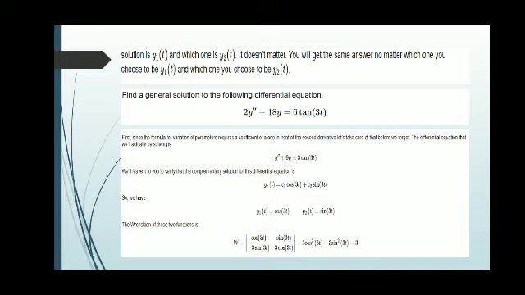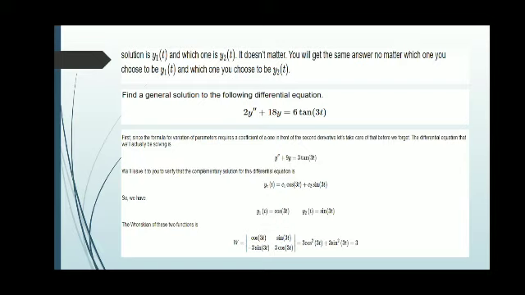We'll leave it to you to verify that the complementary solution for this differential equation is y sub c of t is equal to c1 cosine of the quantity 3t plus c2 sin of the quantity 3t. So we have y sub 1 of t is equal to cosine of 3t, and y sub 2 of t is equal to sin of the quantity 3t.